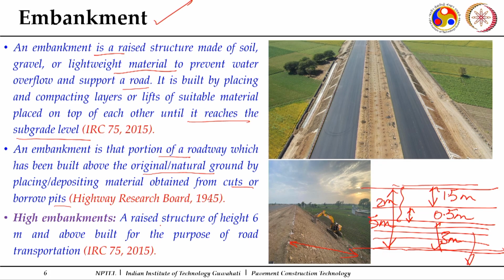High embankments: a raised structure of height. There is another definition given as per IRC 75, which says high embankments are raised structures of height 6 meters and above, built for the purpose of road transportation. So, this gives some more information. For high embankments having a height of more than 6 meters, we have the Indian Roads Congress specification IRC 75, which gives the design guidelines regarding the construction of high embankments.